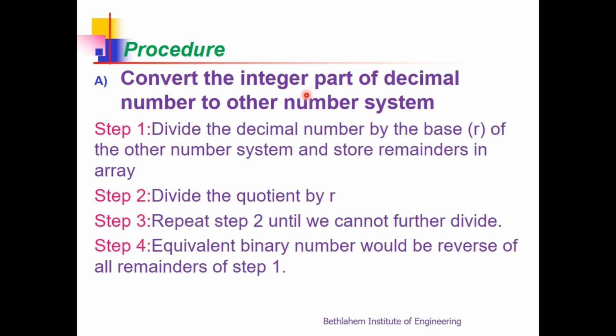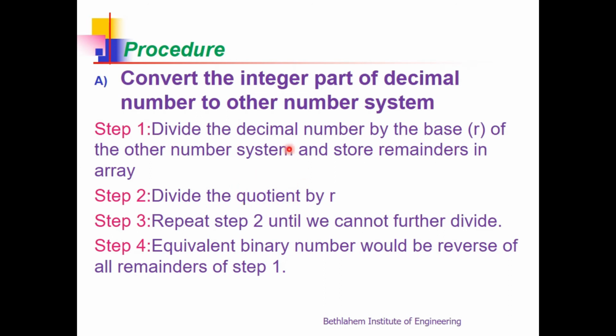And here this shows the conversion of the integer part of a decimal number to another number system. While converting the integer part, the first step is to divide the decimal number by the base of the number system to which it is to be converted, and store the remainders in an array. So first you divide the given number by the base of the number system to which it is to be converted, and store the remainders.